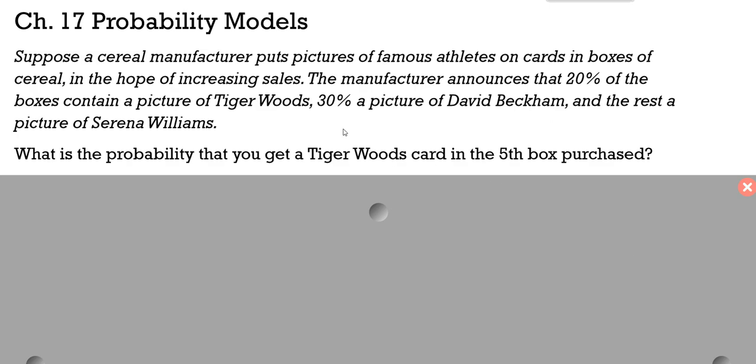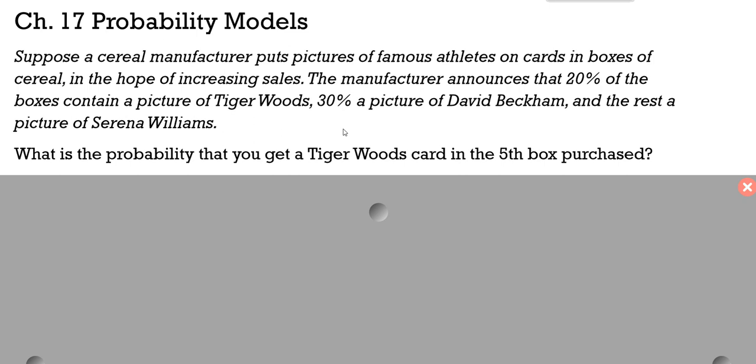We're going to bring back our athletic trading cards, where 20% of the boxes contain a card of Tiger Woods, 30% David Beckham, and 50% a picture of Serena Williams. The question for this first model, called the geometric model, but we'll get to that on the next slide, is what is the probability that you would get a Tiger Woods card on the fifth box purchased? This one doesn't really need a particular model. There's nothing fancy about what we're doing here.